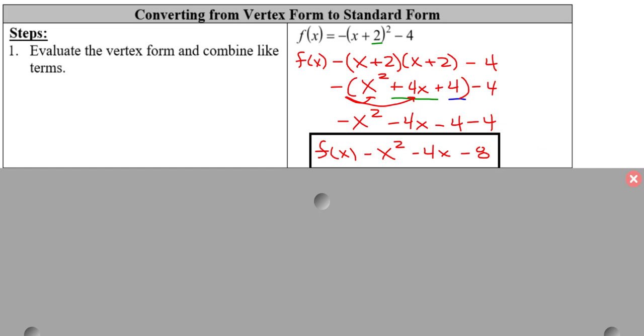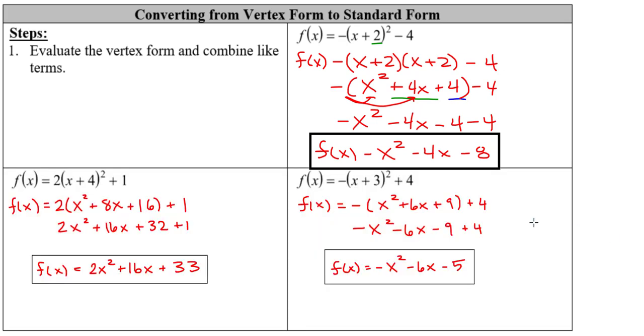Okay. So I gave you the last two to do on your own. Remember, go ahead and square that binomial, distribute out your a term into that, and then subtract your c term or add your c term, whatever it is, and then combine your like terms. So evaluate the vertex form. Combine your like terms. All right, pause the video, come back, check the other two. All right, so this is what I got. I ended up with these two answers here.